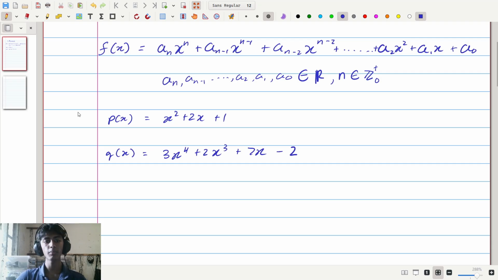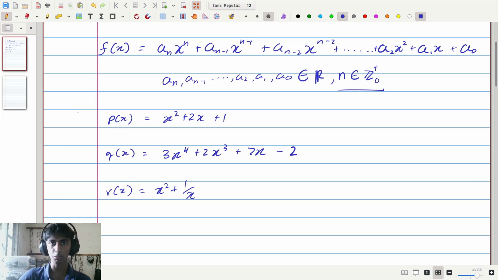In fact, any function which has x to the n powers, which are positive integers, and some constant coefficients in front of them is a polynomial. This function, which I'm writing just for the sake of explaining, something like x^2 + 1/x, is not considered a polynomial function. We should not have negative powers of x. We should have non-negative powers of x, including 0. Hence, n has to be an element of the positive integers inclusive of 0.